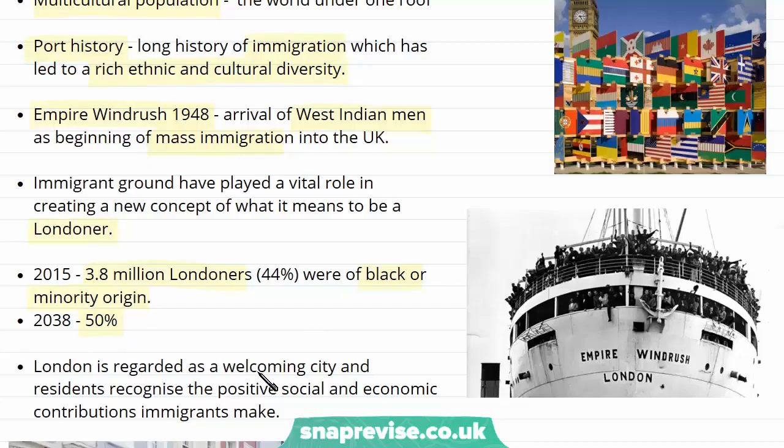London is also regarded as a welcoming city, and residents recognise the positive social and economic contributions that immigrants make within the city. So this just shows as a whole that London is very appreciative of its cultural diversity and recognises the positives that have come along with such diversification.